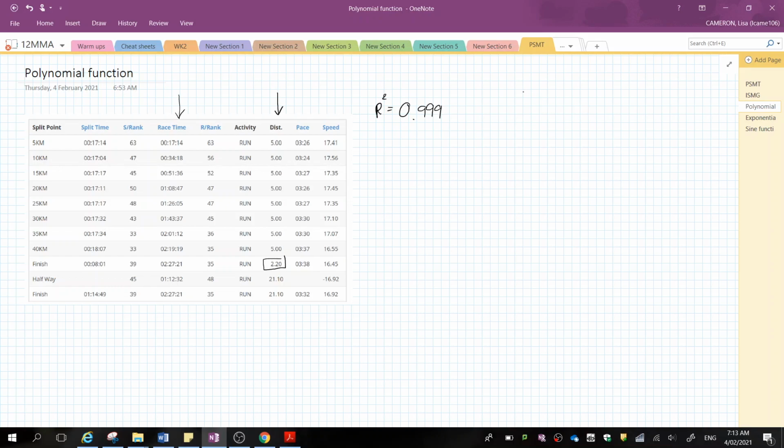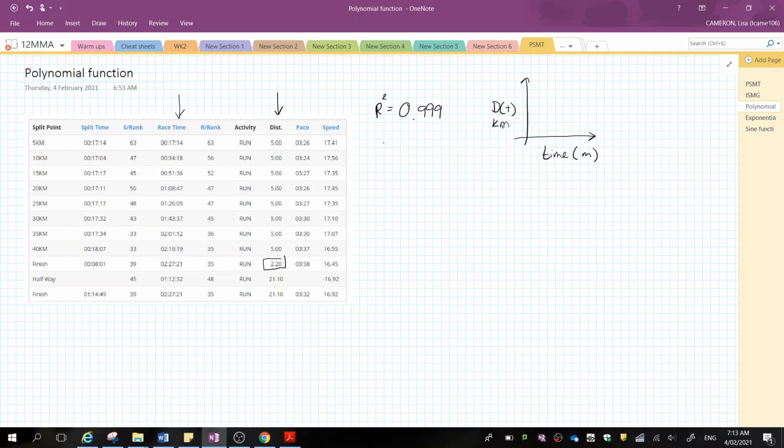Okay, so we're going to look at collecting our data from this table. Now, another thing that's important to note is that when we're graphing this, time is always the variable that goes along the bottom. Okay, and we're going to be looking at that in terms of minutes. And distance will go along this column here, and that's going to be in kilometers.